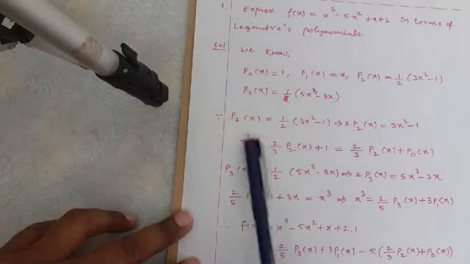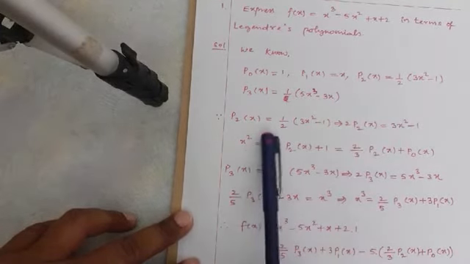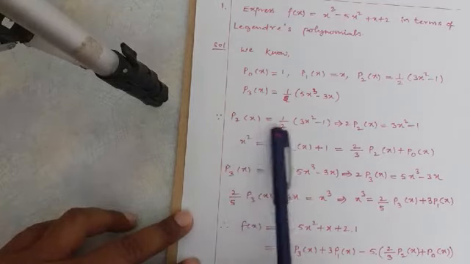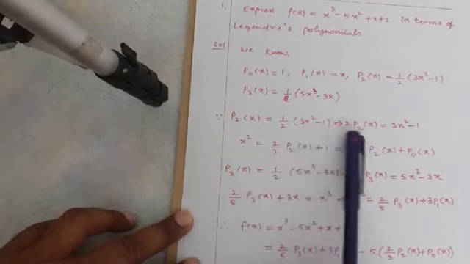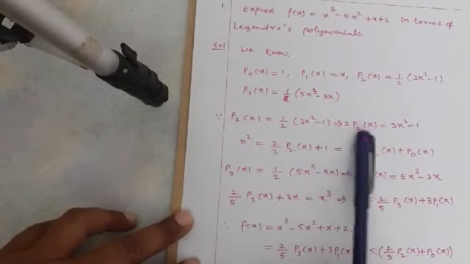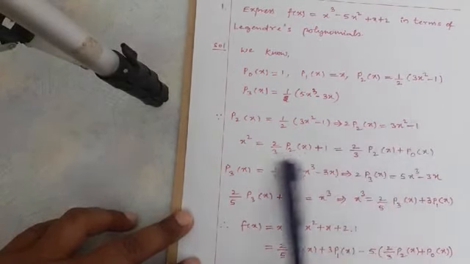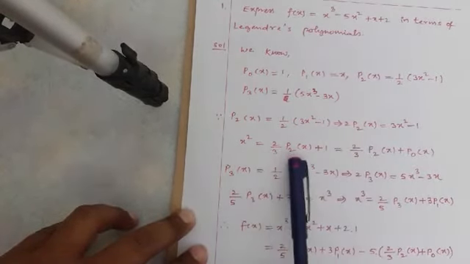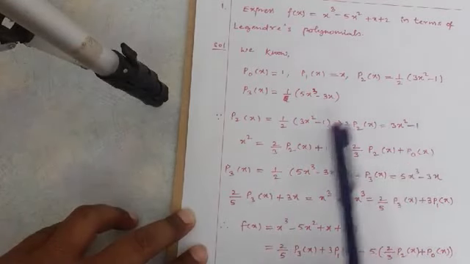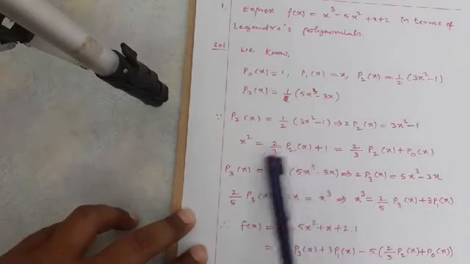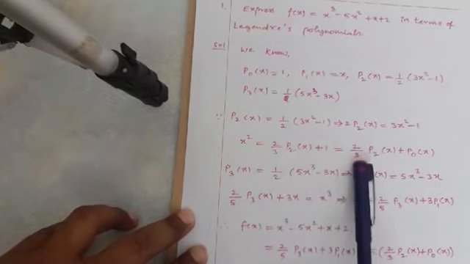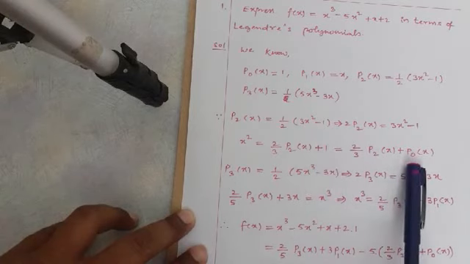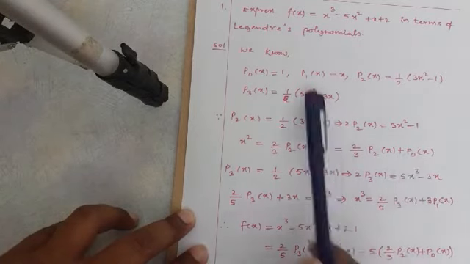Now we take p2 of x first. So from p2 of x we extract x square. As you know, p2 of x is equal to 1 upon 2 into 3x square minus 1. I take this 2 to other side, so that it becomes 2 p2 of x is equal to 3x square minus 1. So x square is equal to, this 3 I take to other side, so that it becomes 2 by 3 p2 of x, and then this minus 1 if you take to other side, that becomes plus 1. So x square is equal to 2 upon 3 p2 of x plus 1, in the place of 1 we have to substitute here p0.